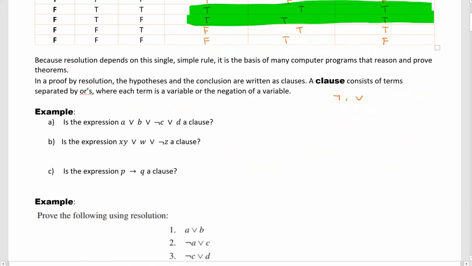Alright, let's look at the following example. Is the expression A or B or not C or D a clause? Yes, because we only see or and not, right?